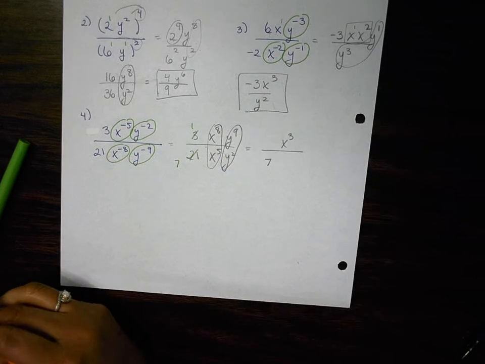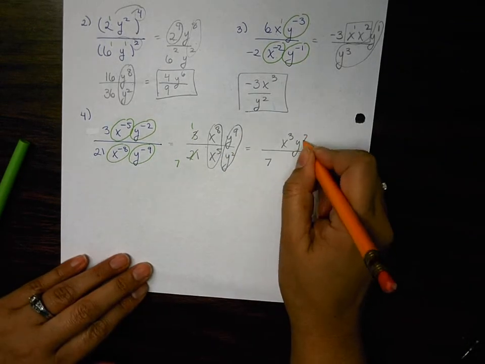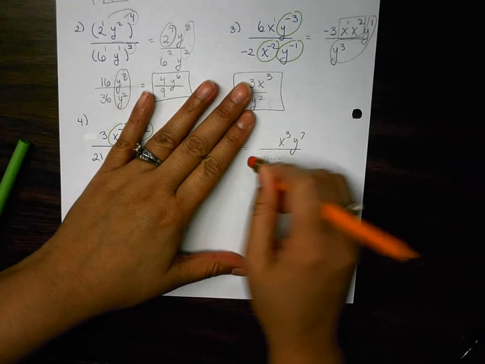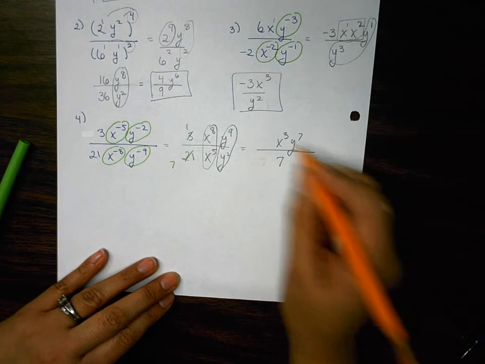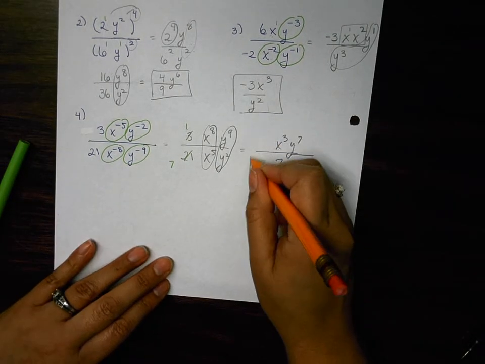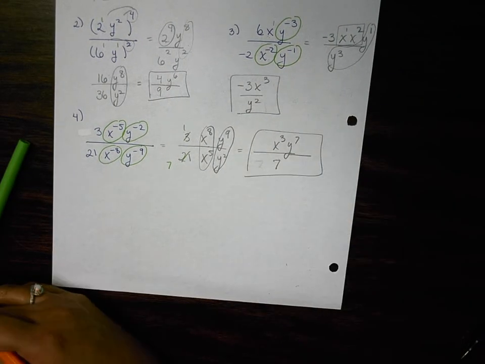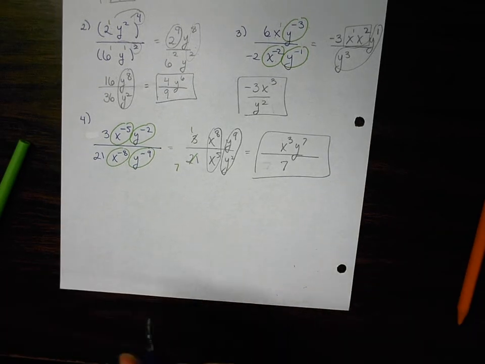Y's. That's the bigger number. 9 take away 2 is what? Top or bottom? Top. I don't need to put the 1 up there. If there was nothing left at the top, I would have to put that 1. But since the x cubed and the y to the 7 stayed, if you put the 1 in front, it's okay, but you don't have to. That there is your final answer.